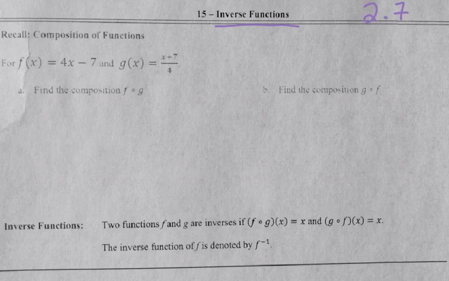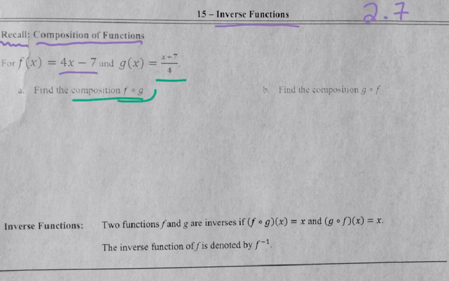So to start off, we're going to do a little recall from something that we did in the very first unit for the very first test we took. We did compositions of functions. And right now we have two functions, f of x equals 4x minus 7, and g of x equals (x plus 7) divided by 4.